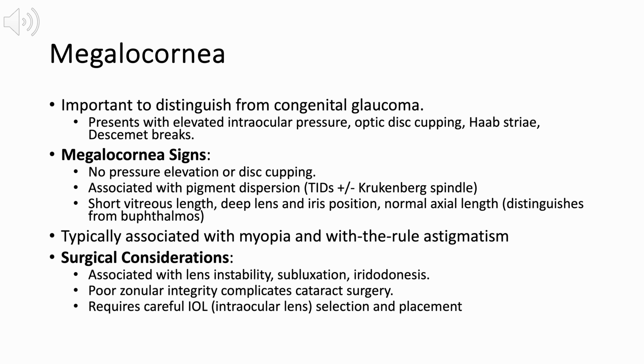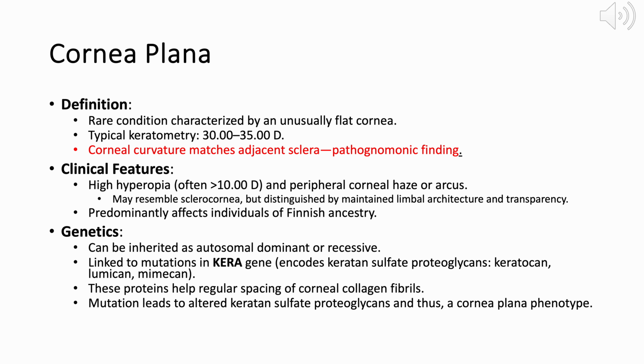Megalocornea is typically associated with myopia and with-the-rule astigmatism. From a surgical perspective, considerations include lens instability, subluxation, and iridodonesis. These patients may pose a challenge during cataract surgery due to poor zonular integrity, necessitating careful intraocular lens selection and placement strategies. Cornea plana is a rare corneal condition characterized by an unusually flat corneal curvature, with keratometry values typically between 30 and 35 diopters.